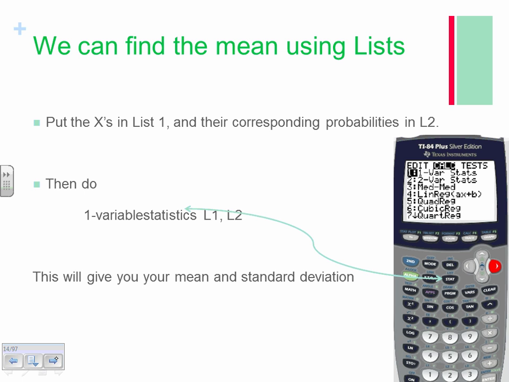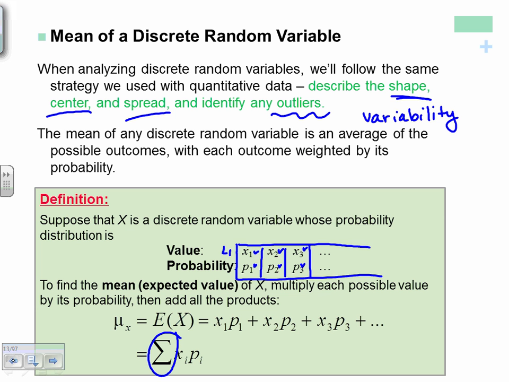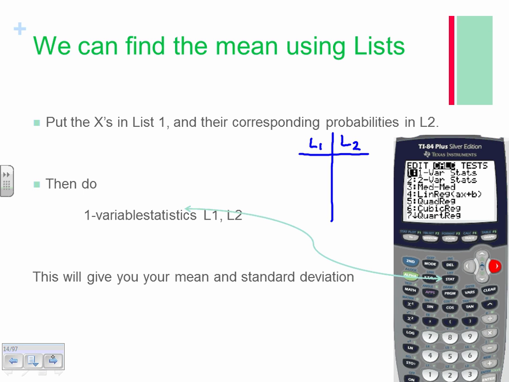Okay, we can also do this in our graphing calculator. If you go into the stat and go to the list, in list 1 and list 2, kind of like back here, this would be your list 1 and your list 2. Put the values in list 1 and put their probabilities in list 2.